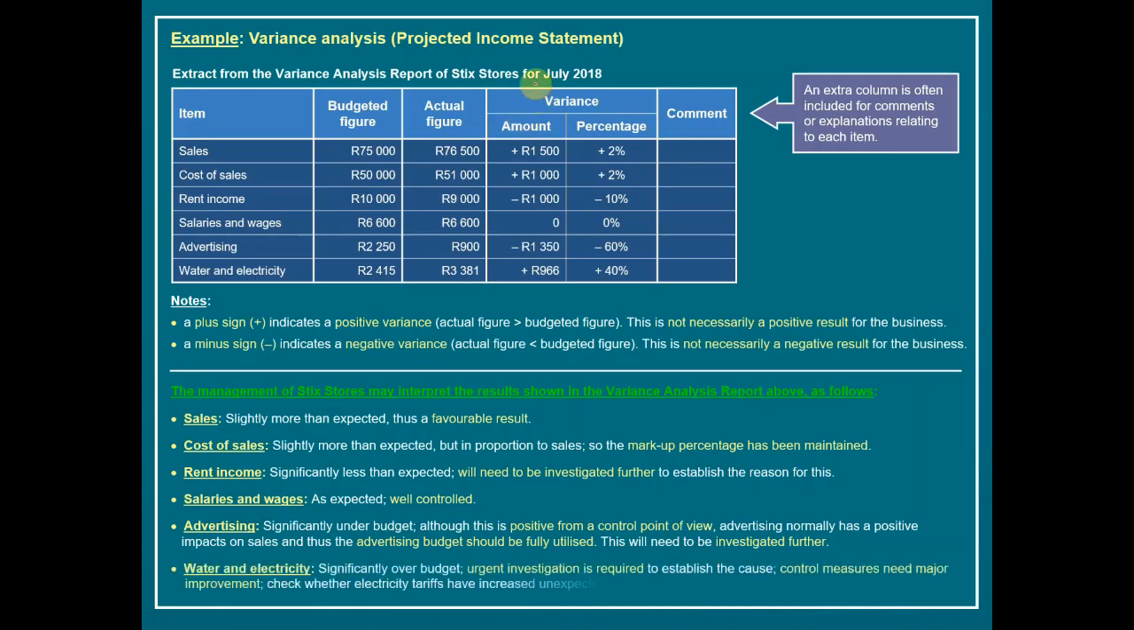Water and electricity, you can see it is 40% over budget. So we need to investigate this urgently to establish the cause. Control measures need major improvement. Check whether electricity tariffs have increased unexpectedly. If so, make the necessary adjustments to the budget.